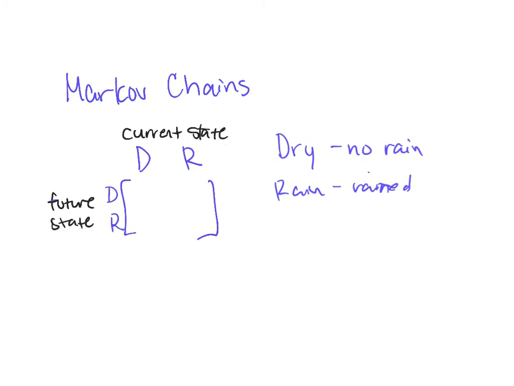I'm going to say, if it is dry today, we have an 80% chance that it's going to be dry tomorrow. If it's dry today, we have a 20% chance it's going to rain tomorrow. If it's rainy today, we have a 40% chance that it's going to be dry, or a 60% chance that it will rain. So the idea being, if it's raining, it's more likely it will rain tomorrow, but not that much more likely.